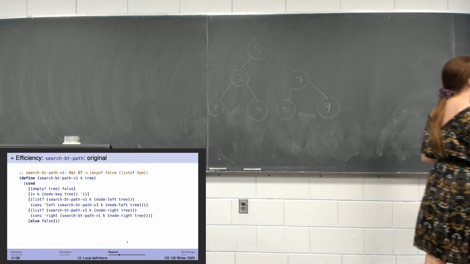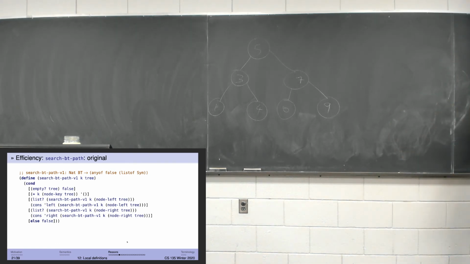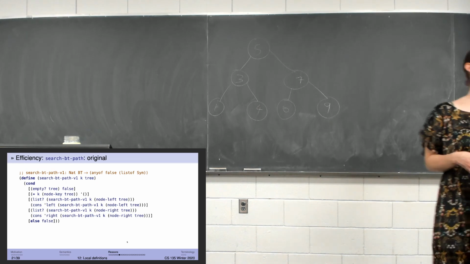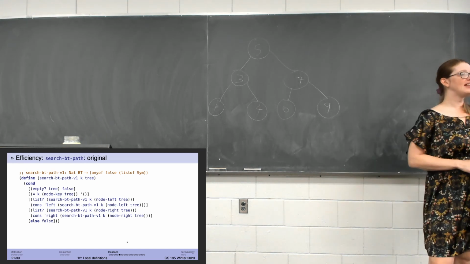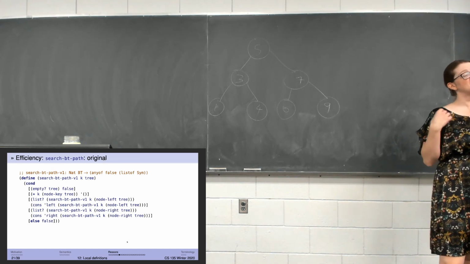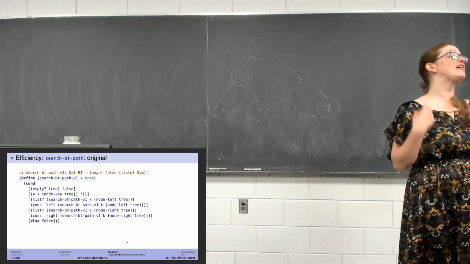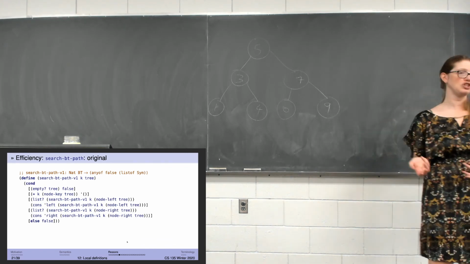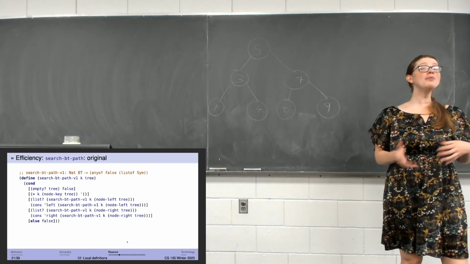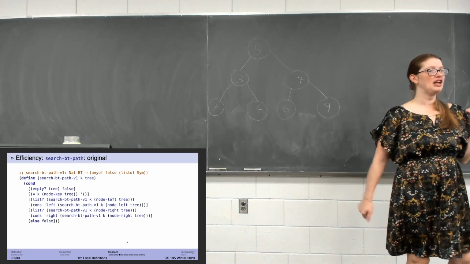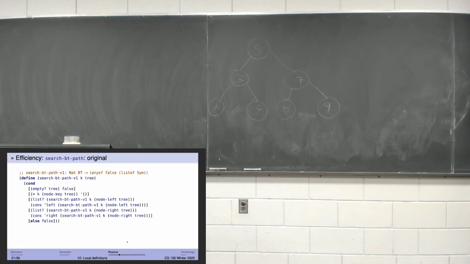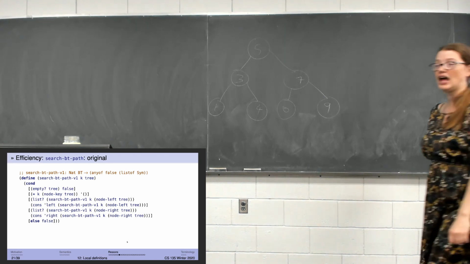Otherwise, we need to search the left subtree for the item. And if it's in the left subtree, I cons left onto the result of searching for the item in the left subtree. And if it's not in the left subtree, then I'm going to check if it's in the right subtree. And if it's in the right subtree, then I cons right onto the result of searching for the item in the right subtree. The problem here again is this is an exponential function because we're calling BT search path on the left once and then twice for each recursive call. So this is particularly ugly.